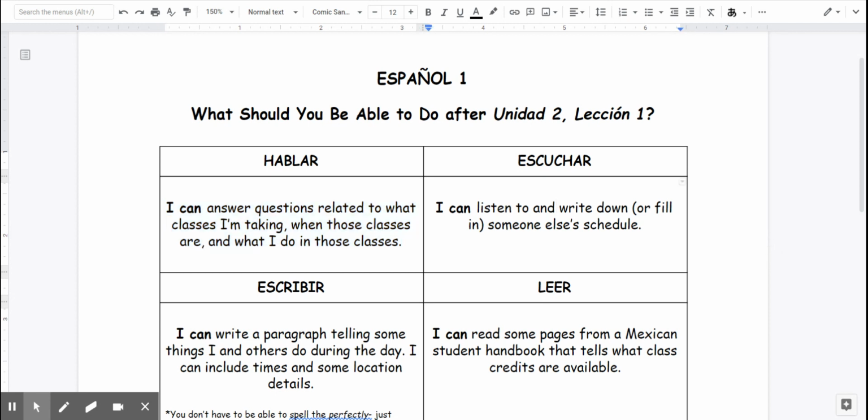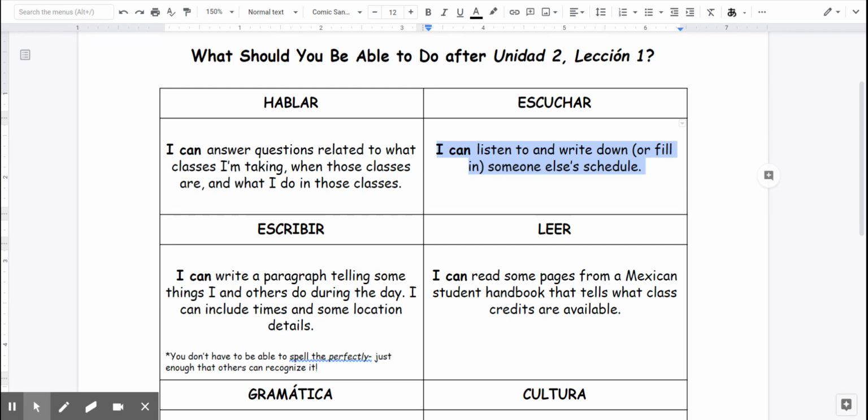Escuchar, listening. I can listen to and write down or at least fill in someone else's schedule. So if I told you I have math class at 9:30, you could write down math in a schedule at the 9:30 block.